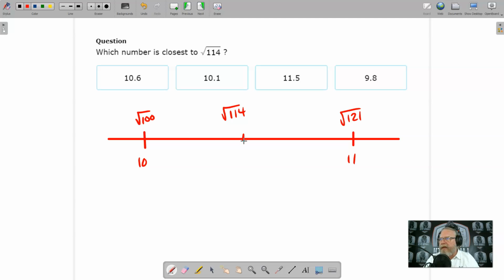So right about the middle here, halfway between 100 and 121 is going to be right about 110, right? And we know it's going to be between 10 and 11, so we can rule out this 9 something and 11 something. We know it's going to be 10.6 or 10.1, one of the two. Well, 114 is greater than 110, so it's going to be over here to the right of 110. Whenever I say 0.5, this is actually like 10.5. So 114 is going to be to the right of root 110, so we know it's going to be greater than 10.5. So we can rule out 10.1. Therefore, it must be 10.6.